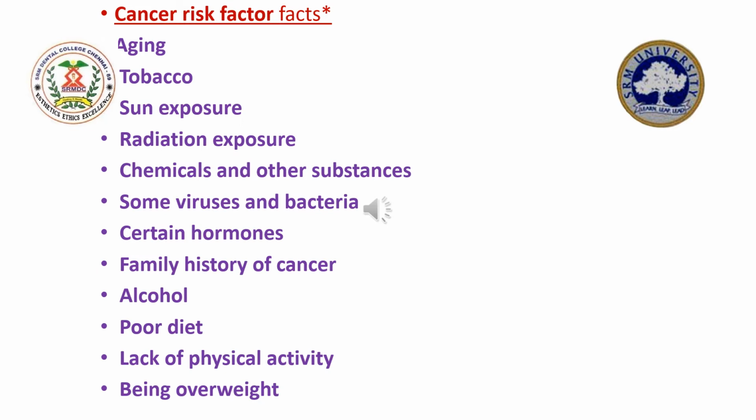Next is poor diet. By poor diet, what we mean is the habit of eating, the lifestyle. A diet which has more carcinogens, fewer antioxidants and more free radicals has increased chances of developing cancer.